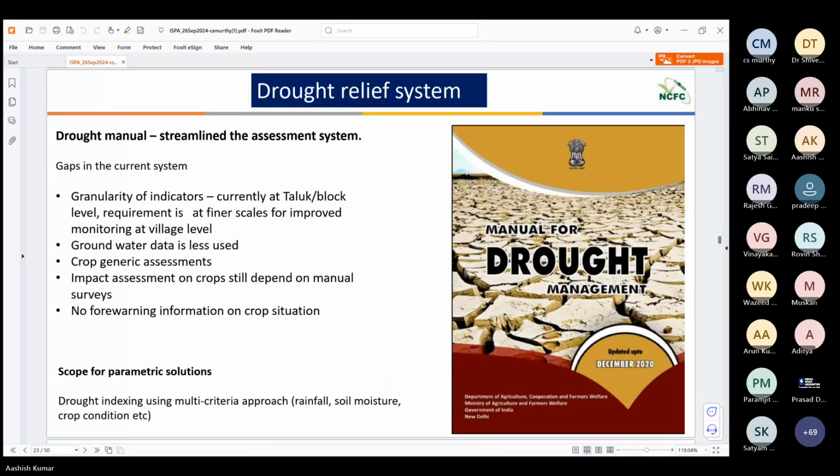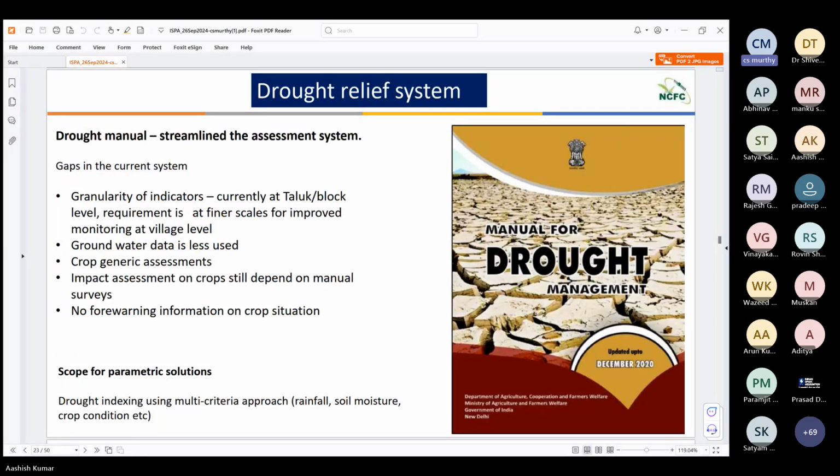Next, please. So relief is another important thing: the drought relief system. Here also a lot of geospatial data is being used, because a drought manual was developed. The first drought manual was prepared in 2009, where the use of remote sensing indices in the drought relief or drought assessment system was notified for the first time. So we have fixed the protocols for drought assessment, and the states are following these protocols. But still there are certain gaps.